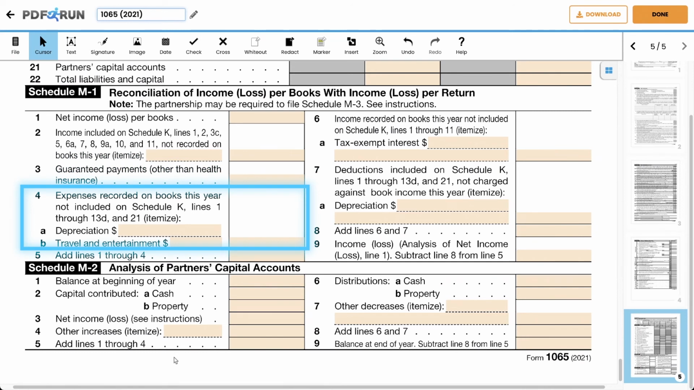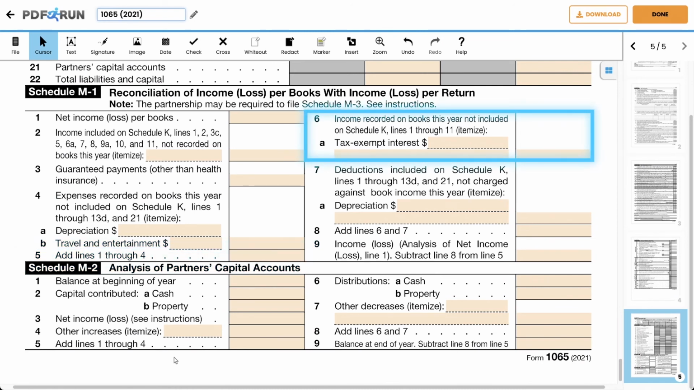Line 4. Enter the amount of expenses recorded on the books this year that were not included on Schedule K, lines 1 through 13D and 21. Make sure to itemize them. Line 4A. Enter the amount of depreciation. Line 4B. Enter the amount spent on travel and entertainment. Line 5. Add lines 1 through 4 and enter the sum.